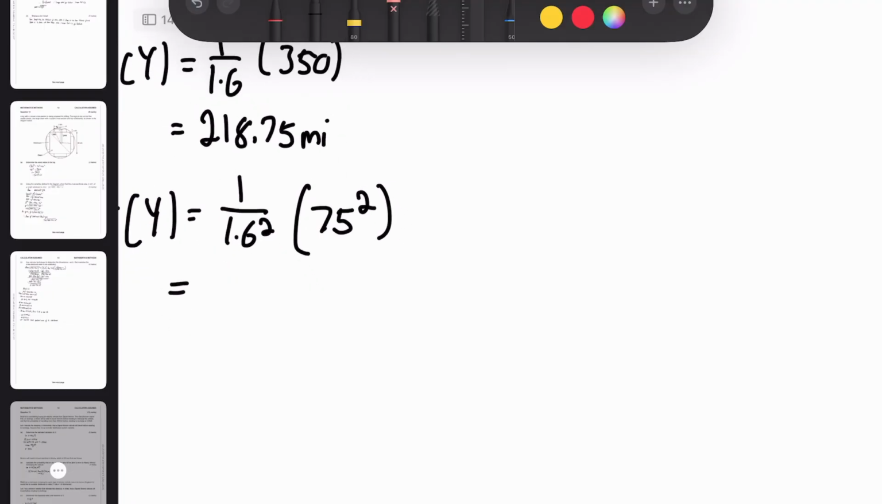It's going to be 2,197 miles squared. Is that correct? Yes. Alright, awesome.